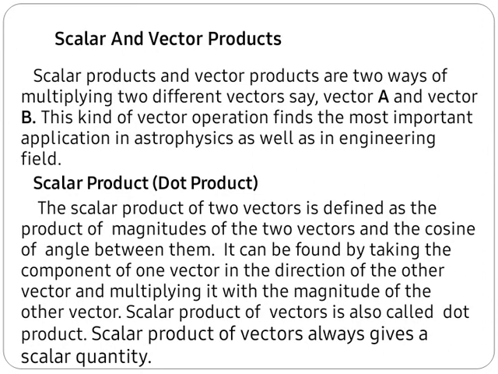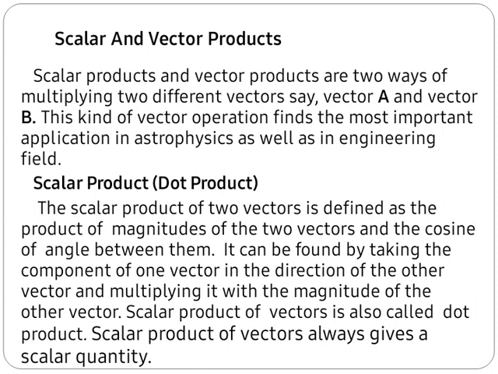Let us discuss the scalar product at first. The scalar product of two vectors is defined as the product of magnitudes of two vectors and the cosine of the angle between them. It can be found by taking the component of one vector in the direction of the other vector and multiplying it with the magnitude of the other vector. Scalar product of vectors is also called dot product.